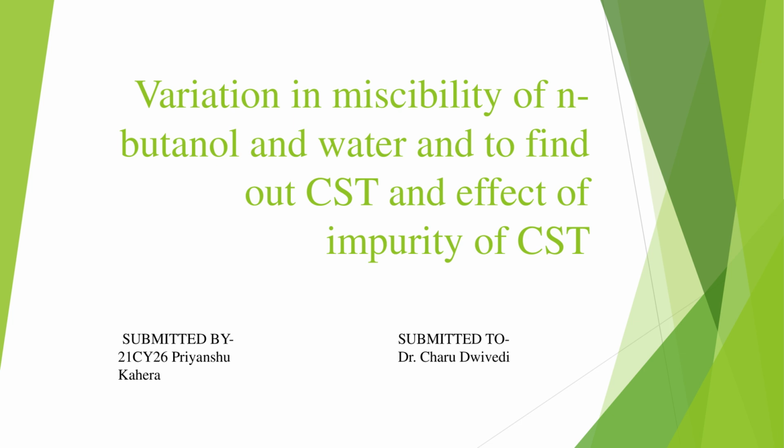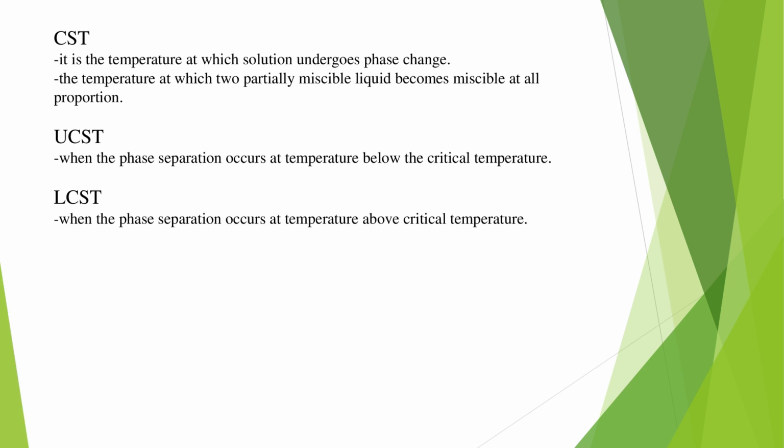Before diving into the experiment, we should know what CST is. CST is a temperature at which a solution undergoes phase change, or at which two partially miscible liquids become miscible in all proportions. These are of two types, upper CST and lower CST. Upper CST is a temperature below which phase separation occurs, and LCST is a temperature above which phase separation occurs.